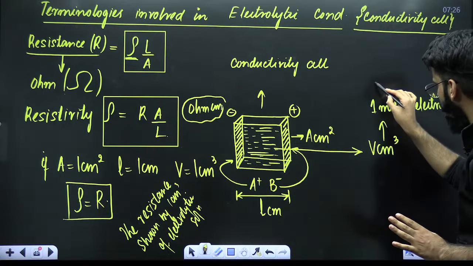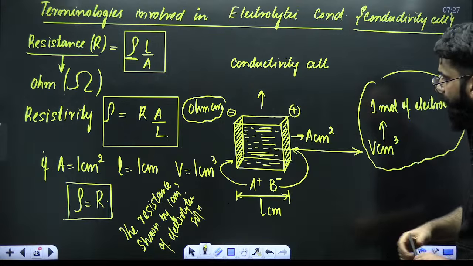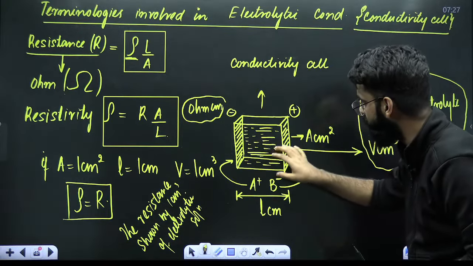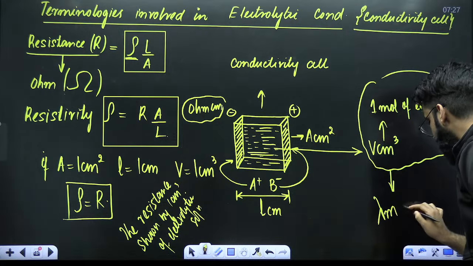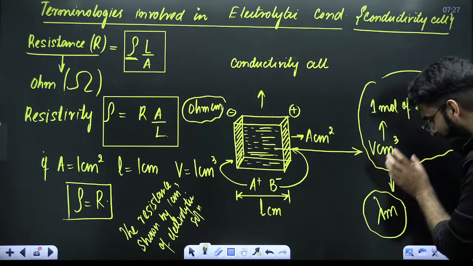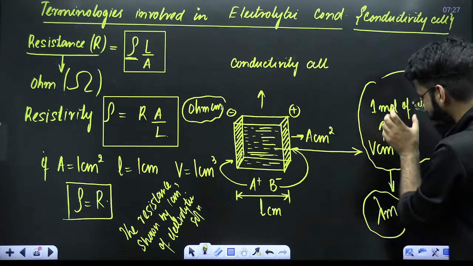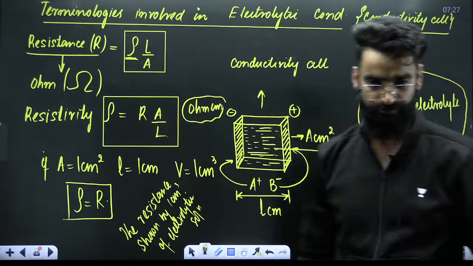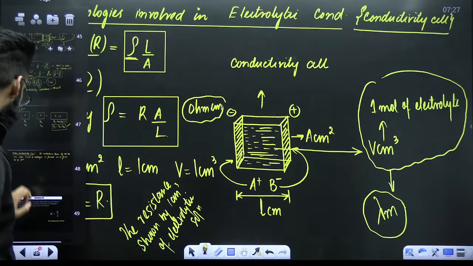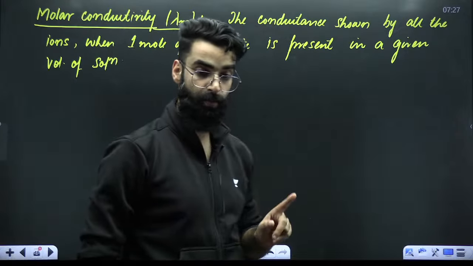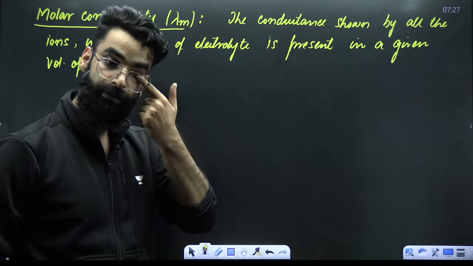My dear students, whenever 1 mole of electrolyte is present in a given volume of solution, the conductance of all the ions shown at this particular point of time is something which you call molar conductivity. So molar conductivity is the conductance shown by all the ions when 1 mole of electrolyte is present in a given volume of solution. I hope it's clear. Correct?